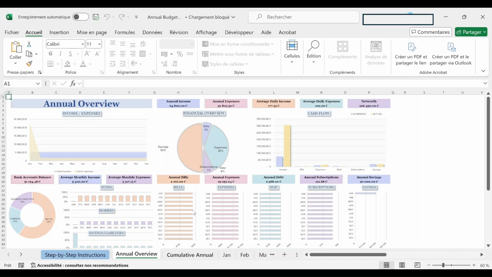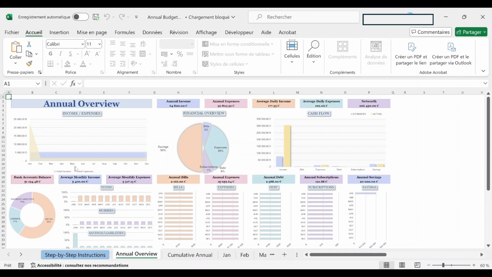In this section, we will cover the annual overview and cumulative annual tabs. At the top, you'll find your annual income, annual expenses, average daily income and expenses, and your total net worth.